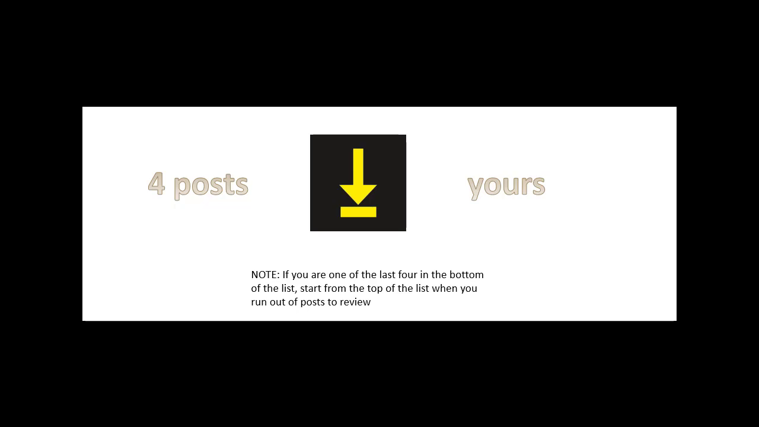So what you would do in that case is when you run out of people to peer review, you would just start back again at the top of the list. So if you were at the very bottom of the list, you would just start again and peer review the first 4. If you only had 2 below you in the list, you would do those 2, and then you would move up to the top to finish your 4. So I hope that makes sense. You're going to answer these questions for 4 of your colleagues, the 4 below you in the list that I put up on the learning module.